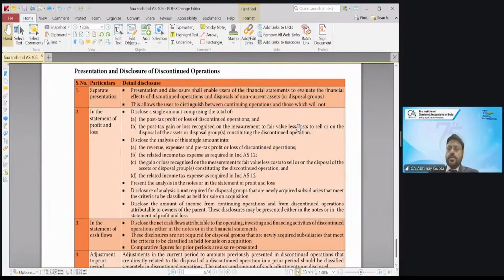So presentation, we have already discussed multiple times that it requires a separate presentation either on the face of the balance sheet or in the schedule, right? Under the notes to accounts, right? Now, why is it required?